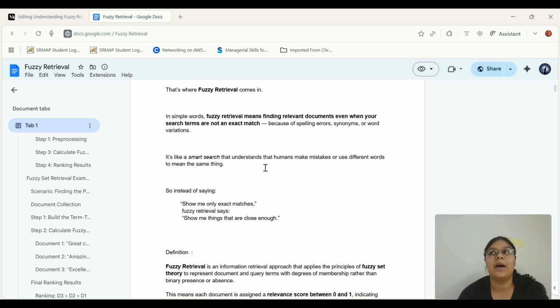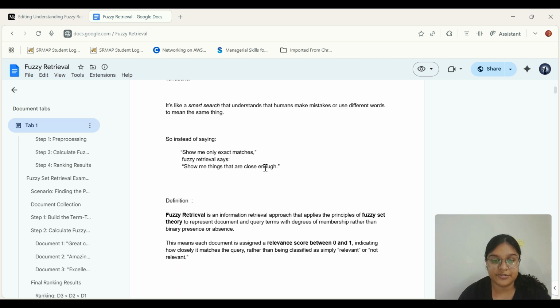Many of the times it can happen that you're typing something and you have misspelled it. So fuzzy retrieval will show us the close enough things to that word and not only the exact matches. It will show the close enough words along with those exact matches. That is what fuzzy retrieval does.